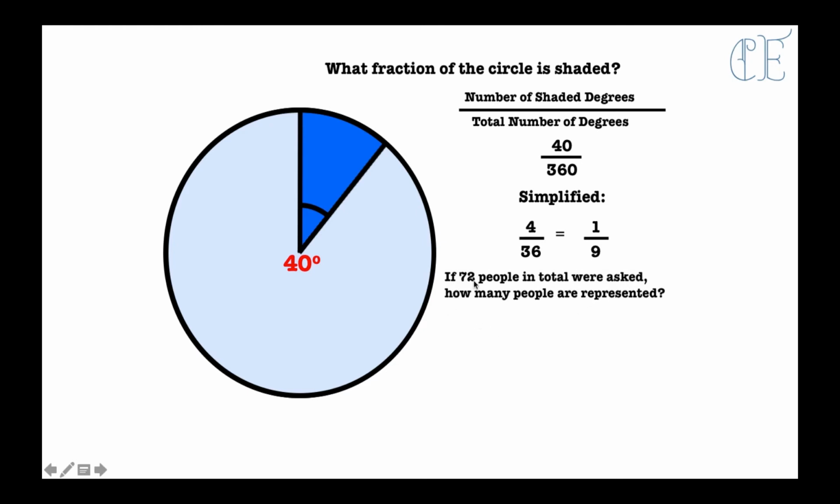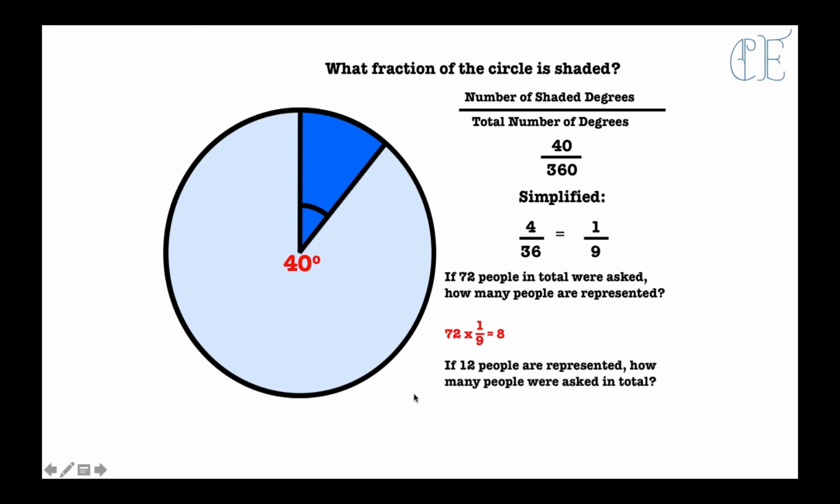Before that, let's just answer this question. If 72 people in total were asked, how many people are represented here? Well, we know that it's a ninth. So all we need to do is find a ninth of 72. So again, 72 times 1/9, or to make it easier for you, 1 divided by 9, press equals, and then times by 72. And it gives us 8. So 8 people are represented here.